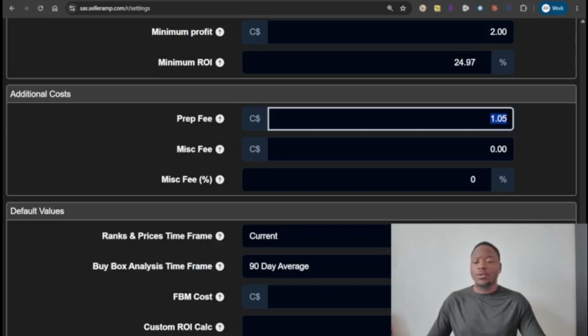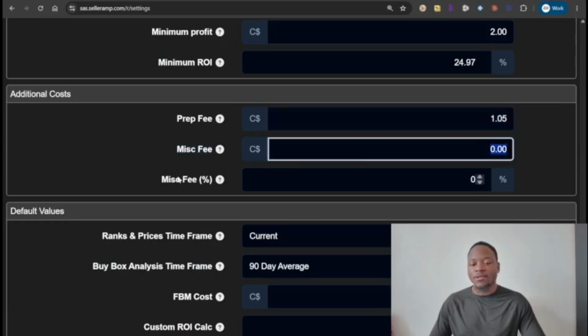So in here, just put in the amount that you get charged for a prep center. If you don't have one, just put it at 0. That's just going to make your life easier. Just put everything at 0 and then you should be good. Miscellaneous fees, I would keep this at 0 because we're not really paying for anything here. So we don't really have anything that will be applied here.